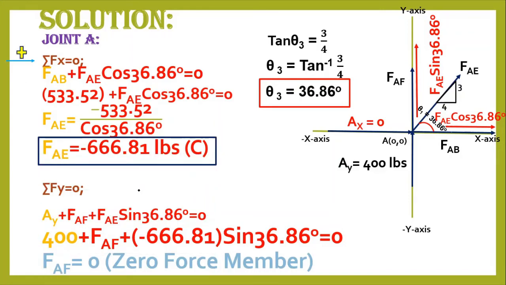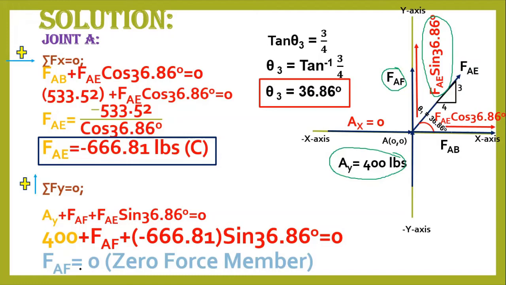Now we are moving towards the sum of vertical forces. How can we sum up vertical forces? Now you can see there is one vertical force FAF, this is positive. Then there is the vertical component of FAE, and then there is AY, 400 pounds. AY is positive, this one is positive, this one is positive. You have to sum up, and we have already calculated the value of FAE, so this is the negative one. So we have to put the negative value of FAE here, sin 36.86 degrees equals 0.